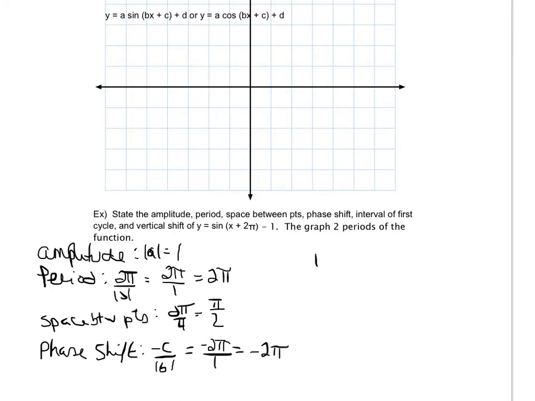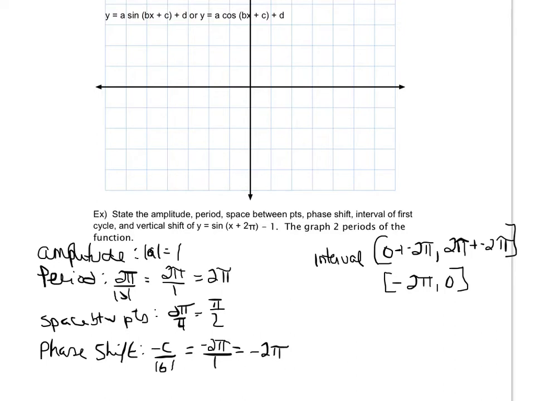And so then my interval is going to be 0 plus my phase shift, and then the period plus my phase shift, giving me from negative 2 pi to 0 to complete one cycle. And then finally my vertical shift, I look here, since I'm subtracting 1, my vertical shift will be down 1.